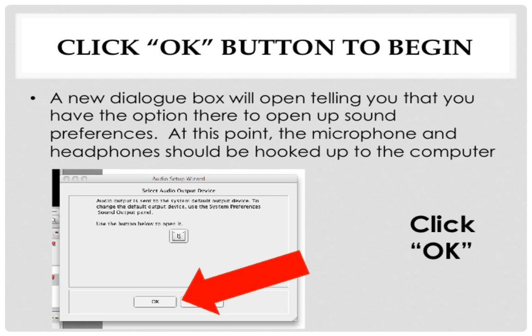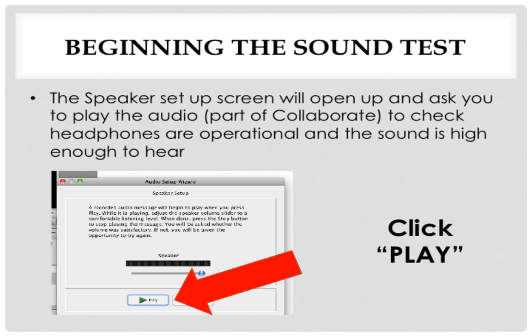Now it's time to begin the sound test. To do this, the speaker setup screen will open up and ask you to play the audio. This is part of Collaborate. You don't have to worry about it. This is a pre-recorded audio as part of the Collaborate software. This is to check the headphones and make sure they're operational and that the sound is high enough to hear.